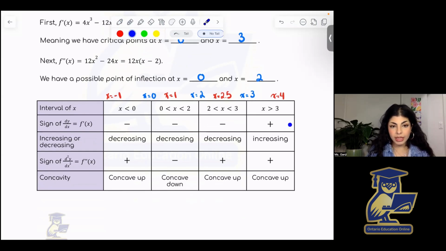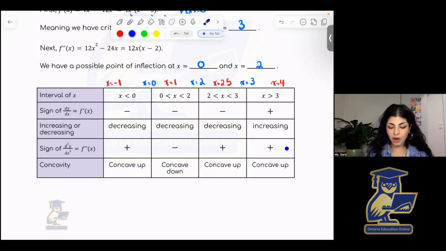Now, if you continue this, all of these are decreasing. So pretty much from x is less than 3, we have the function is decreasing. And then for x is greater than 3, we have increasing. So we have a point here that's going to be important. And here we have our concavity. We see that we have a concave up, a concave down, and 2 concave ups. So we have a change in concavity here and a change in concavity here, which is exactly what we were seeing from our points of inflection.